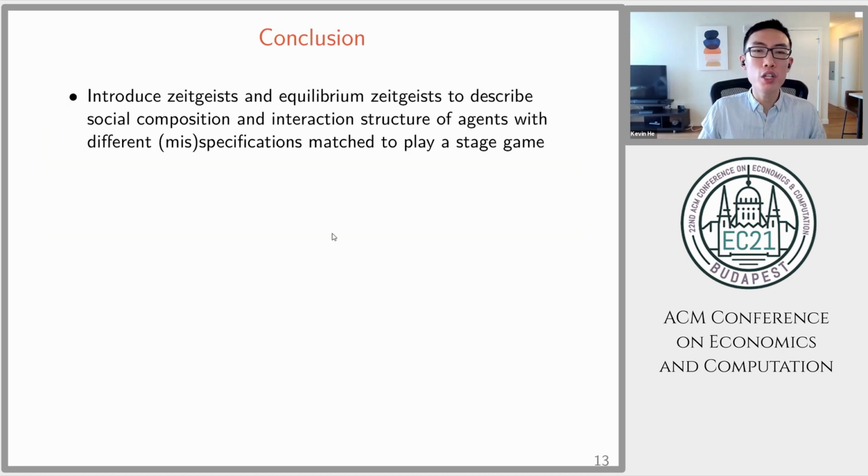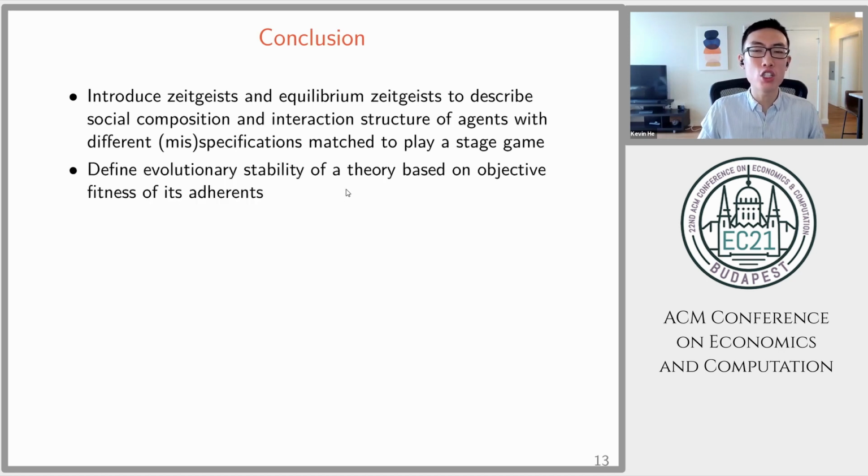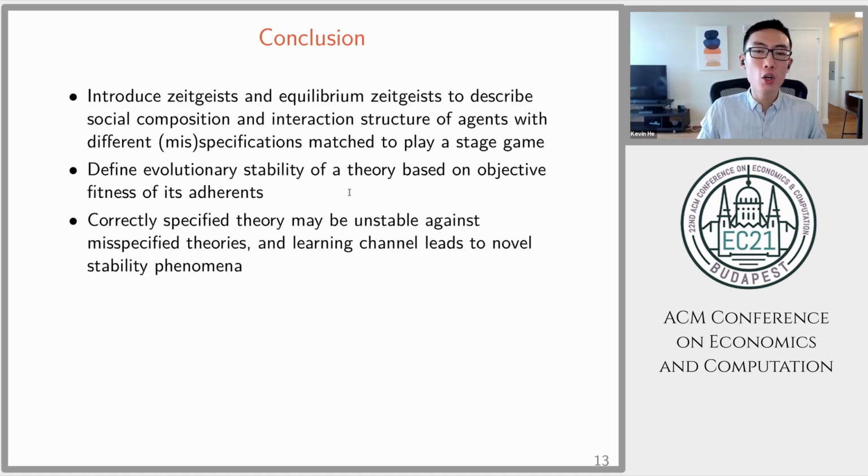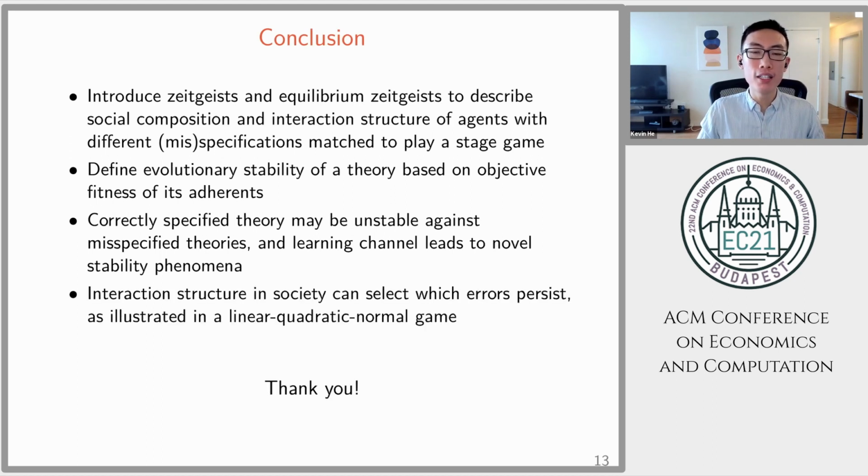So to conclude, we introduce zeitgeist and equilibrium zeitgeist to describe social composition and interaction structure of agents with different misspecifications who are matched to play a stage game. We define evolutionary stability of a theory based on objective fitness of their adherents. We show that the correctly specified theory may be unstable against misspecified theories, and that the learning channel can lead to novel stability phenomena. The interaction structure in a society can select which errors persist, as we illustrate in a linear quadratic normal game. Thank you very much.